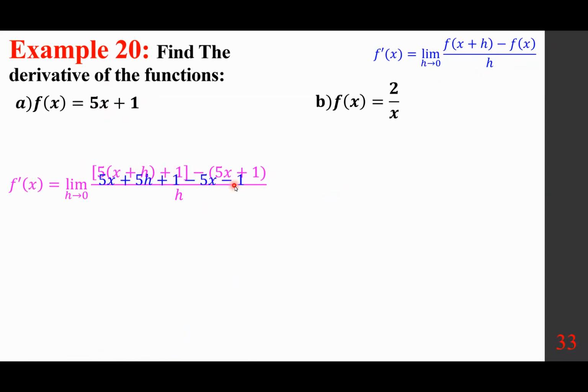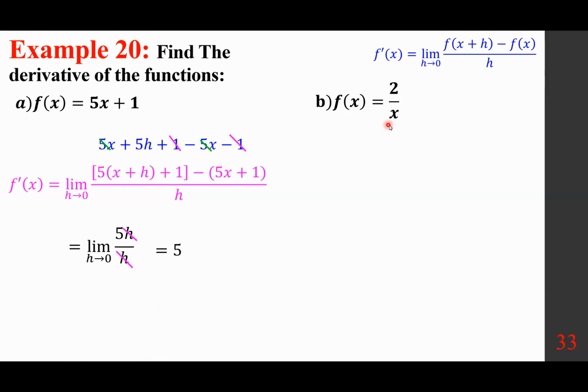So just distribute the 5. You notice that you can drop the 5x with the negative 5x. You can drop the 1 with the negative 1. And so you're left with 5h over h, where h can be dropped. And this limit is simply 5. Now again, some of you may remember the formula, the answer is 5. But if you're asked to do this, you have to do it by definition for this section.